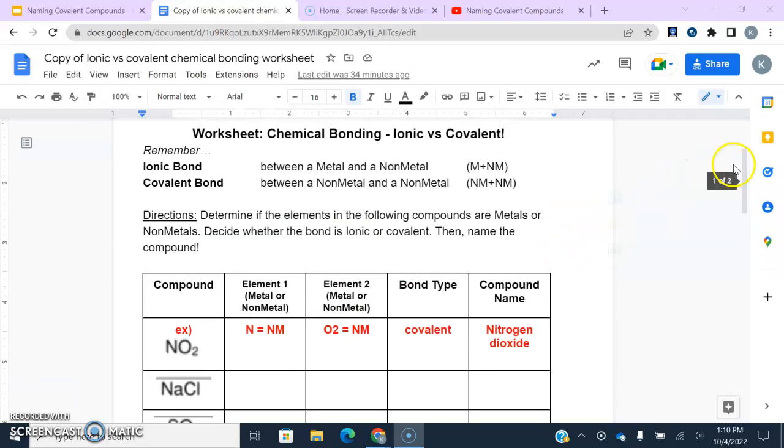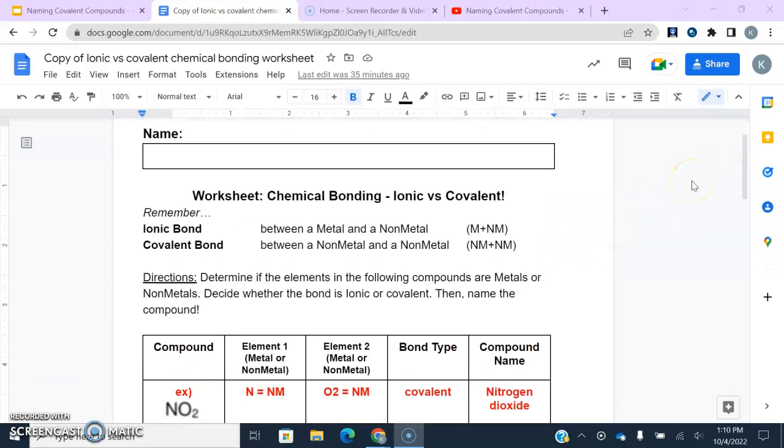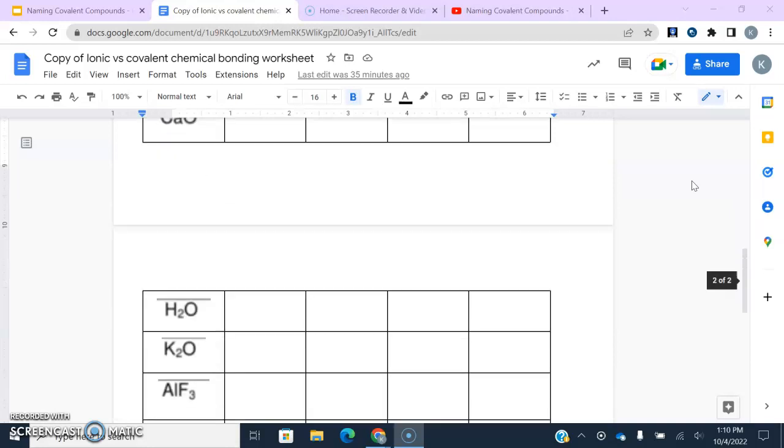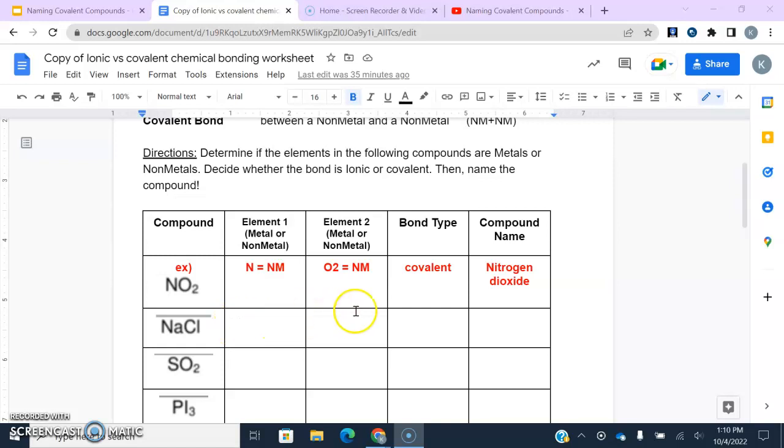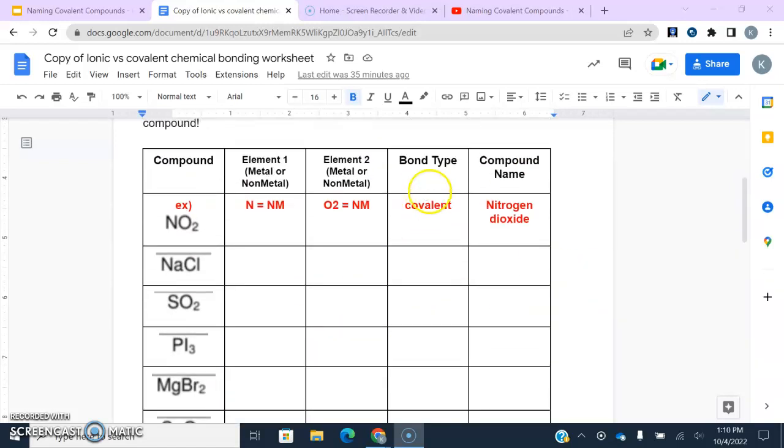Hey guys, so I just wanted to do a couple of examples with you on this worksheet. It's pretty straightforward. So you are going to identify the elements in each of these compounds. Then you're going to determine the bond type.